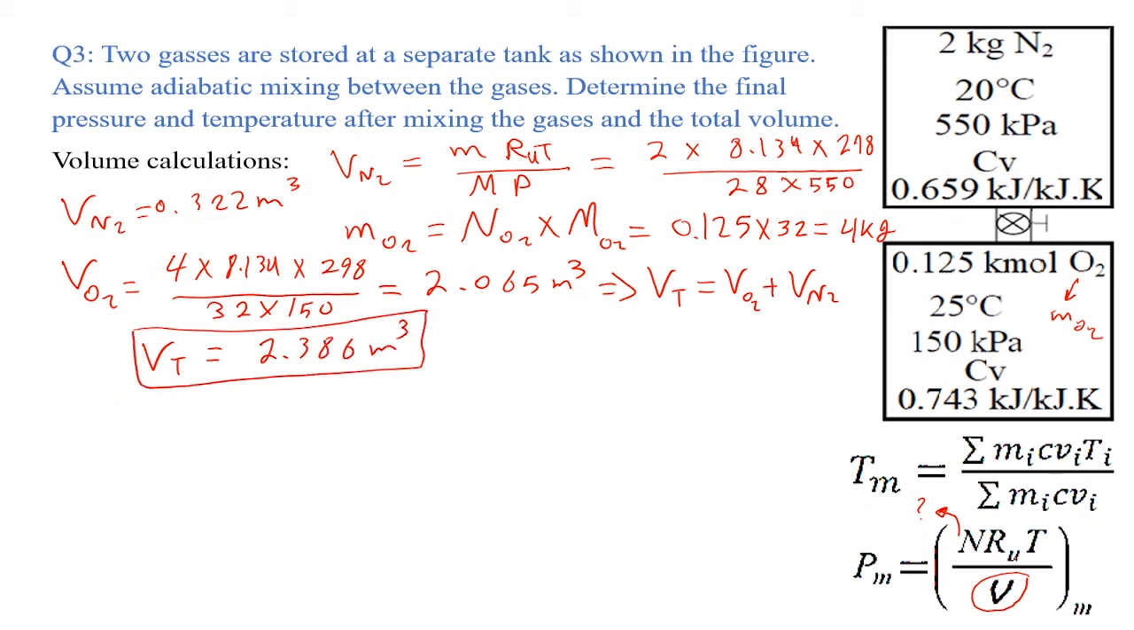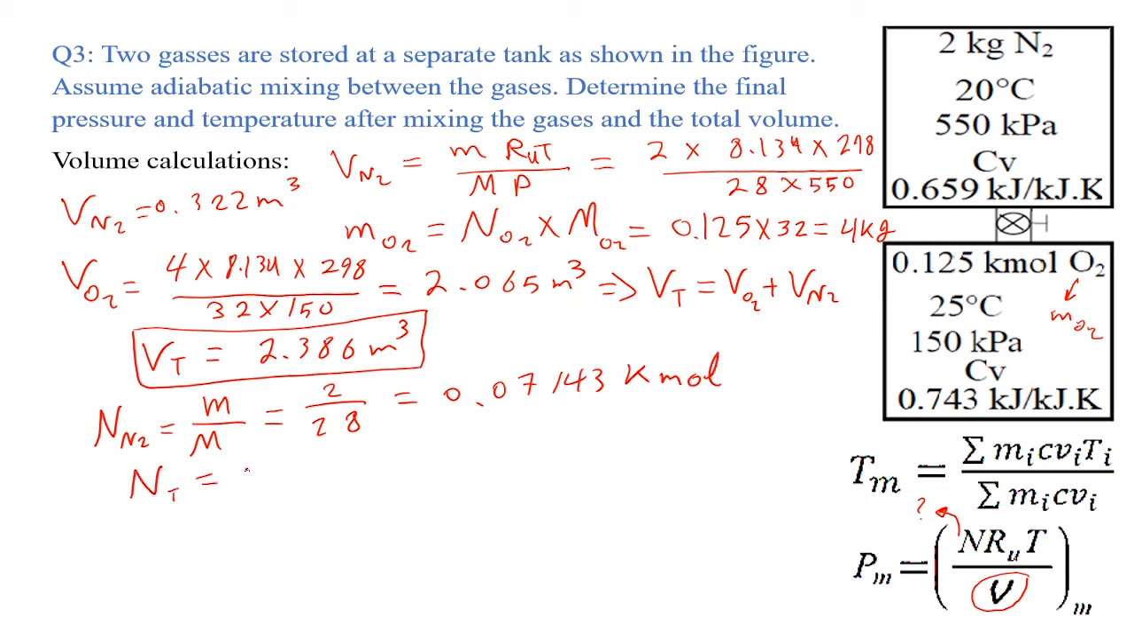For nitrogen, we don't know the number of moles, since the value is given in kilogram. So we calculate the number of moles for nitrogen by dividing the mass by the molar mass. So the number of moles for nitrogen is 0.7143 kilomole. Now we can calculate the total number of moles, which is the moles of oxygen plus moles of nitrogen, which will give us 0.1964. Now we have all the data that we need, so we can calculate the temperature of the mixture after the mixing, after opening the valve.